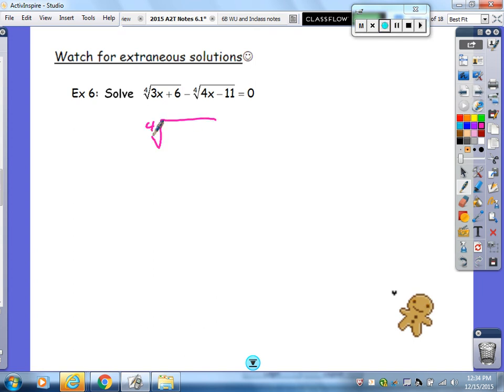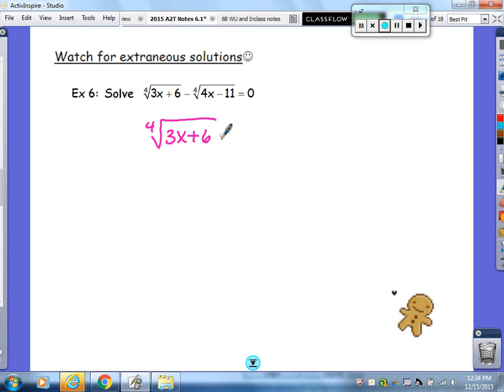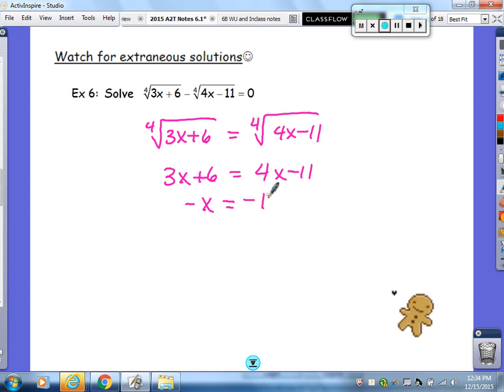So we want the fourth root of 3x plus 6 is equal to the fourth root of 4x minus 11. We're going to raise both sides to the 4th power. So what that's going to do is get rid of that 4th root. So this leaves us 3x plus 6 is equal to 4x minus 11. Now we just solve for x. So we're going to get what? Negative x is equal to negative 17. So x is equal to 17.